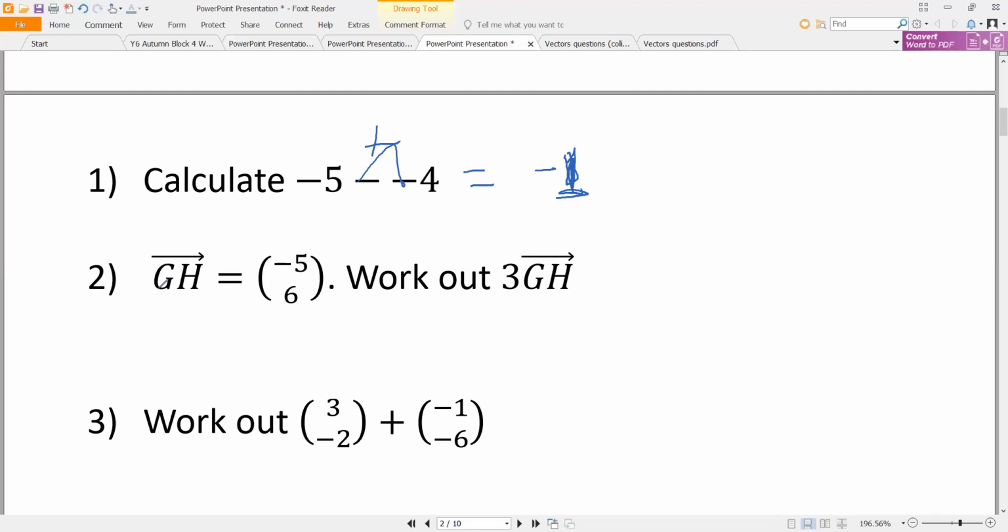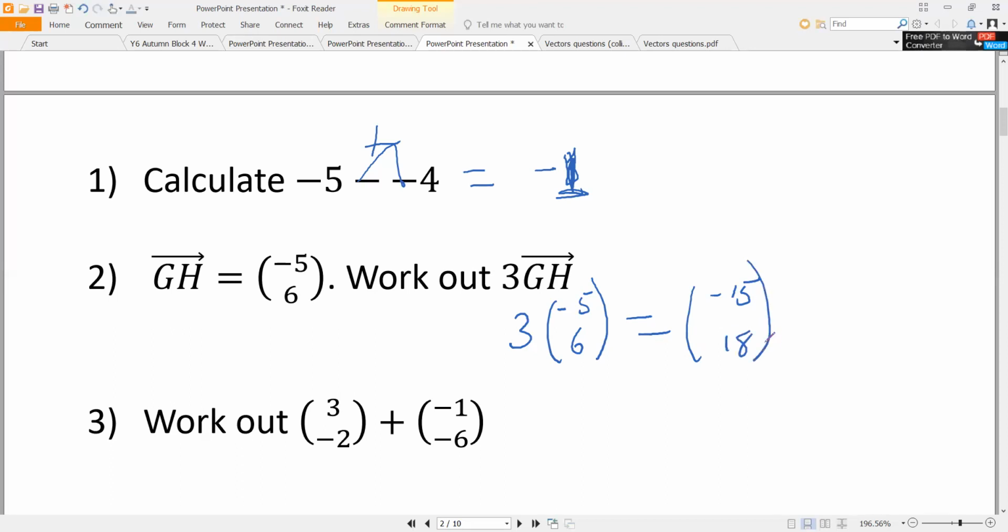So look at this. The vector GH is (-5, 6). It says work out 3GH. This is just a scalar multiplication. So when you say you want to find the vector 3 times (-5, 6), then this vector will result into (-15, 18), because 6 times 3 is 18, as simple as that.